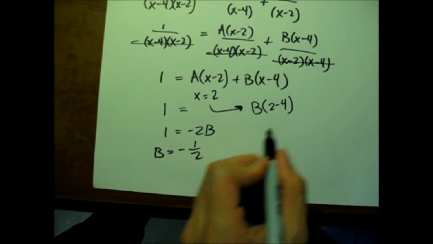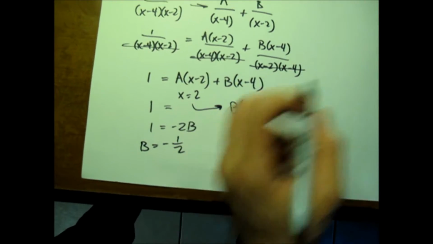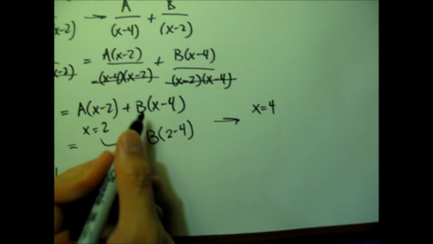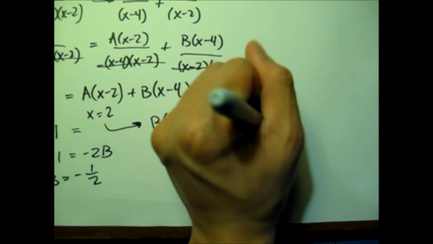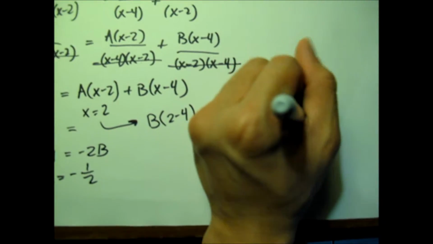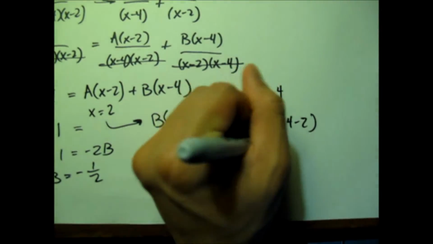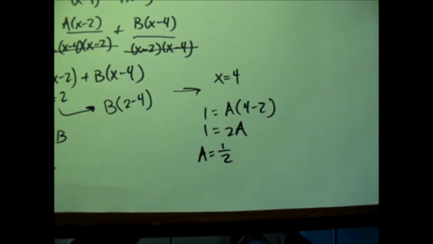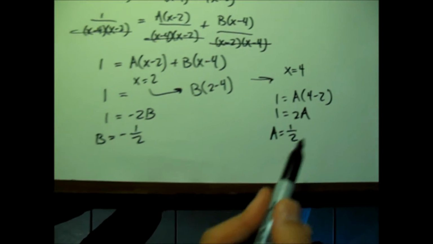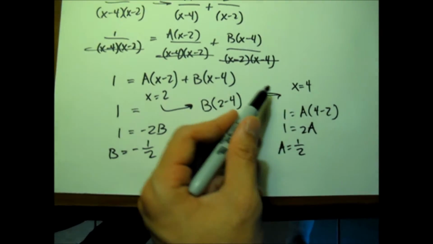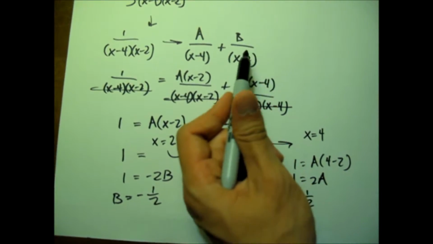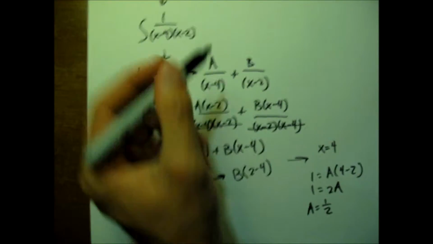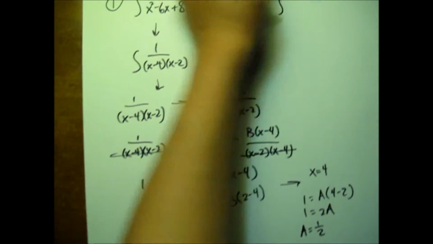Alright, that's good. So let's give x equals 4. That'll cancel b over here. So 1 equals a times (4 minus 2). 1 equals 2a. a equals 1/2. So now we have our a value and our b value. And if we go back to the beginning, what we did before, we can actually plug these values in for a and b. So let's go all the way over to the top here.